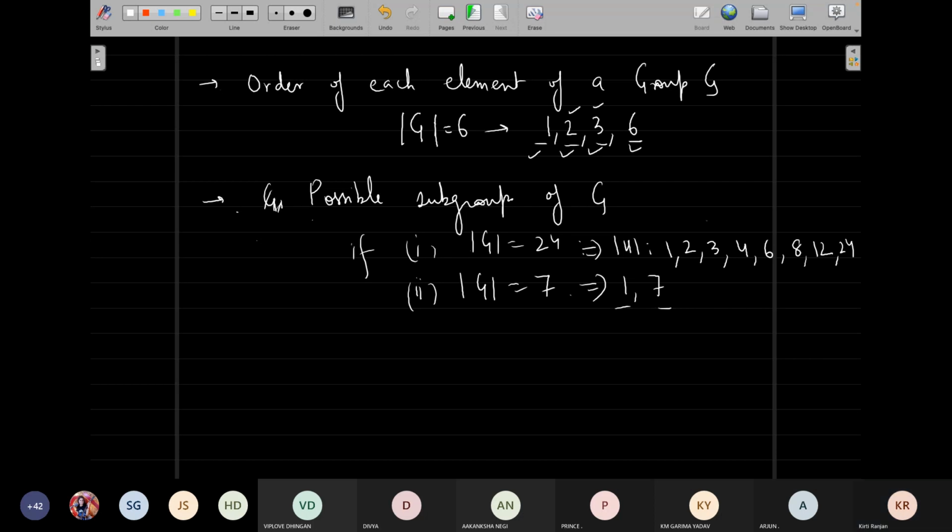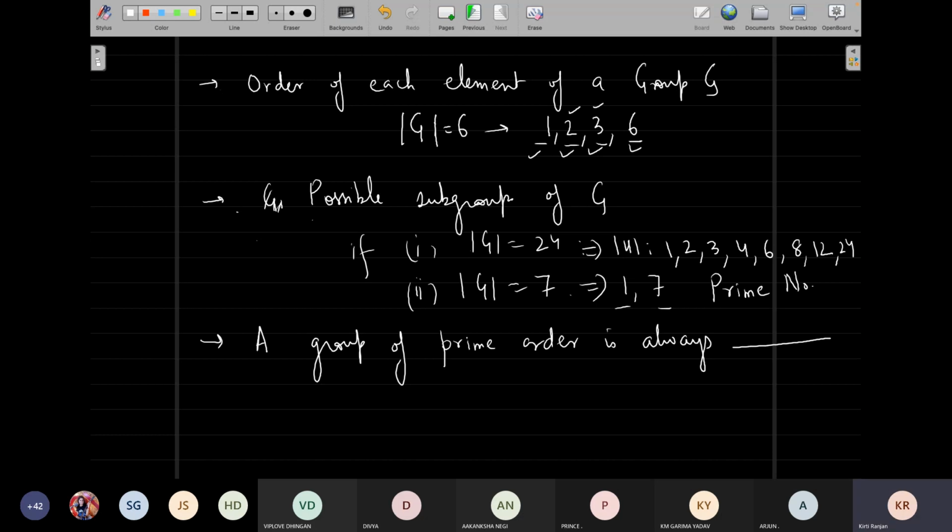It is a prime number, and prime numbers are those which are divided either by themselves or by 1 and nothing else, right? So now comes an interesting portion. A group of prime order. Now you just have to read the previous statements and you should be able to answer. Is always what? Trivial. Yeah, trivial surely. That is always sure.